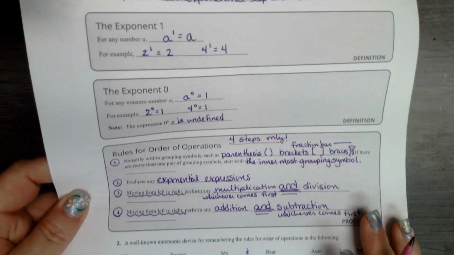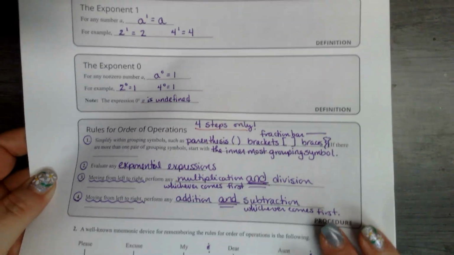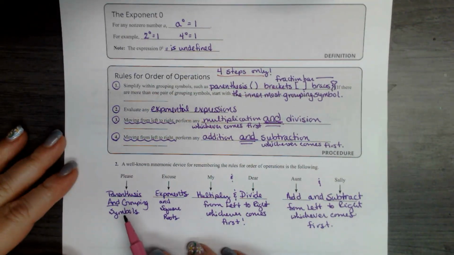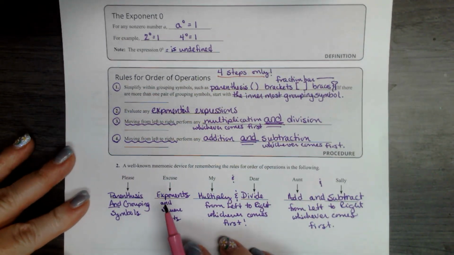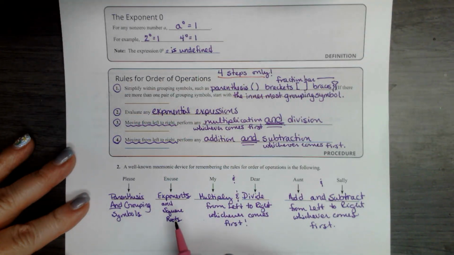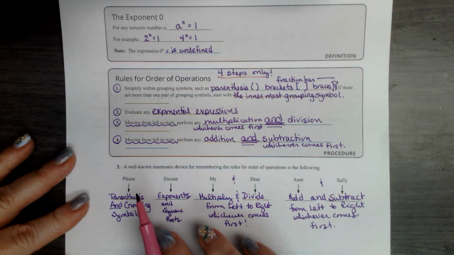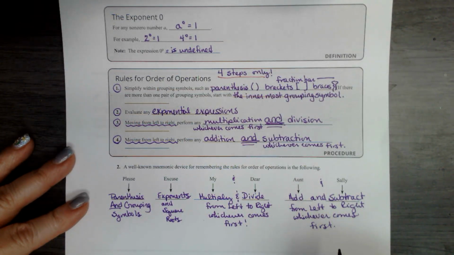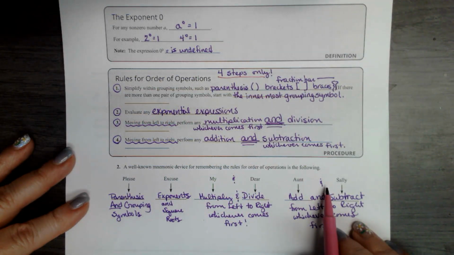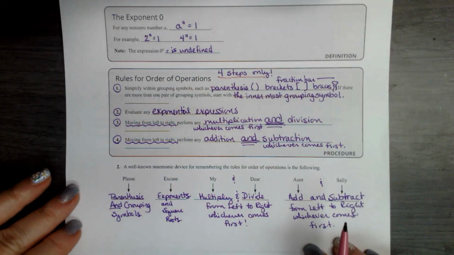So it looks more like this, where you have your parentheses and grouping symbols for step 1, your exponents and square roots, that's where square roots fit in, for step 2, and then you do multiplication and division from left to right, whichever comes first, for step 3, and addition and subtraction from left to right, whichever one comes first, for step 4. So you end up with only 4 steps, even though you're still following the "please excuse my dear Aunt Sally." Everybody thought it was 6 steps because there were 6 letters, but it's just 4 steps.